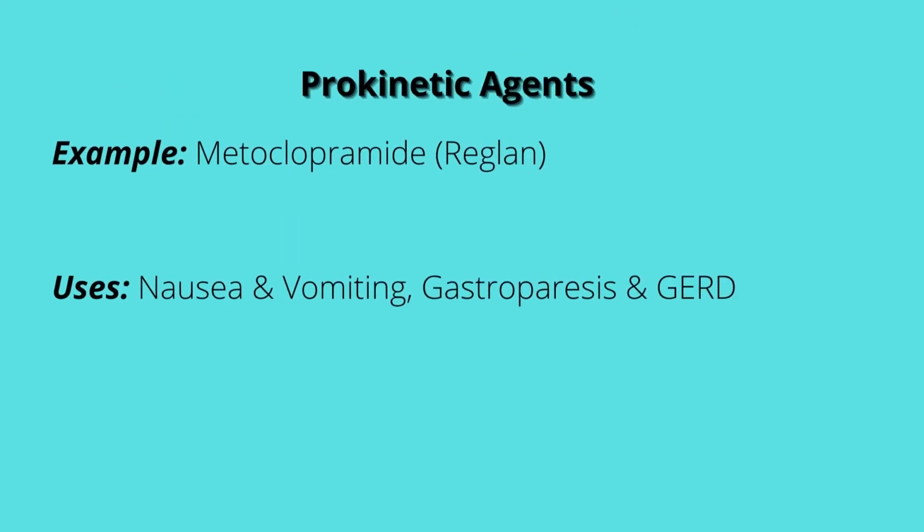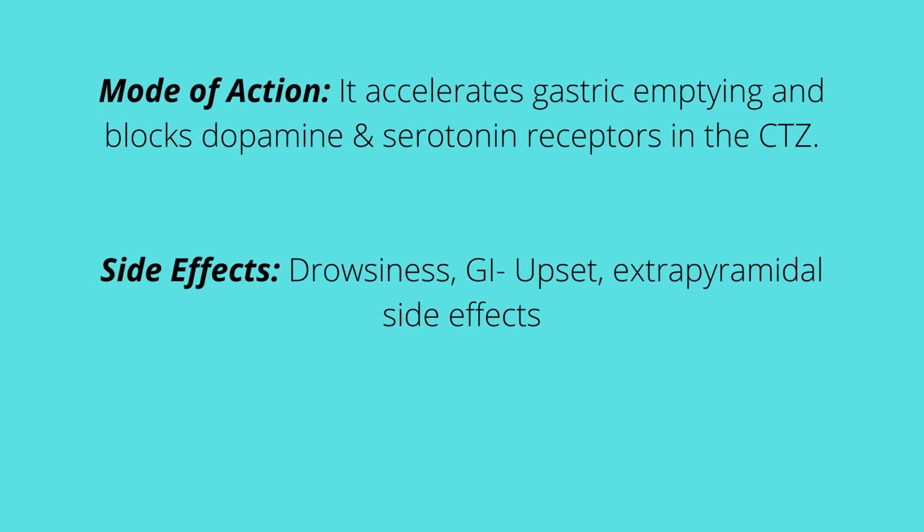Prokinetic agents. With prokinetic agents, we can talk about Reglan, which is also metoclopramide. So its use is for nausea and vomiting, as well as gastroparesis and GERD. Mode of action. It accelerates gastric emptying and blocks dopamine and serotonin receptors in the CTZ. Side effects include drowsiness, GI upset, extrapyramidal side effects, which are muscle rigidity, tremors, twitching, restlessness, and tardive dyskinesia.